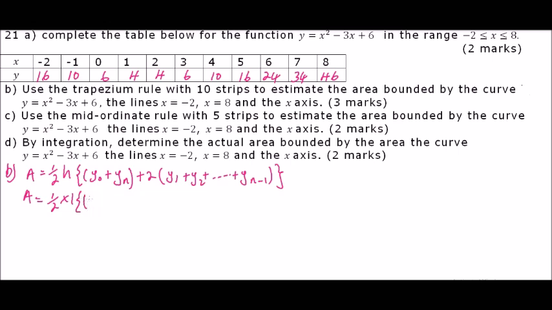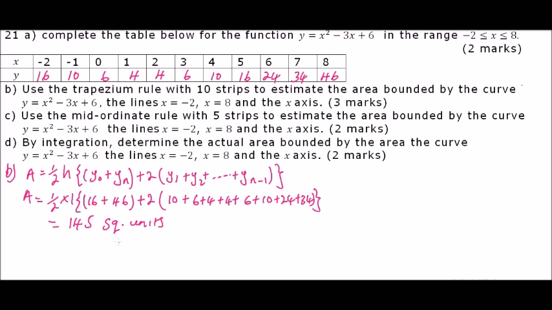The first y is 16. We add the last one, which is 46, and then we say plus 2. You put the bracket. This will give you 10, plus 6 plus 4 plus 4 plus 6 plus 10 plus 24 plus 34, and you close the bracket. And when you compute this, you should be able to get 145 square units. So that is the area.